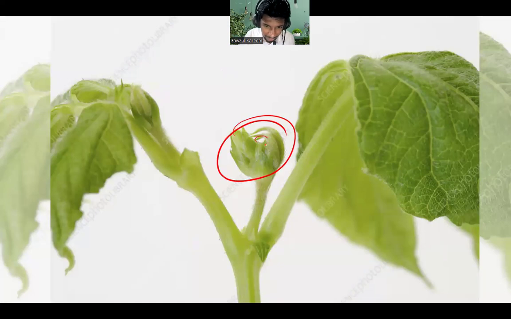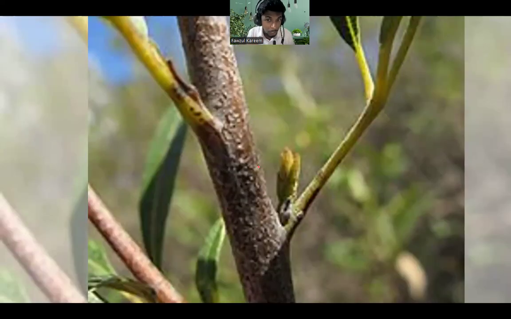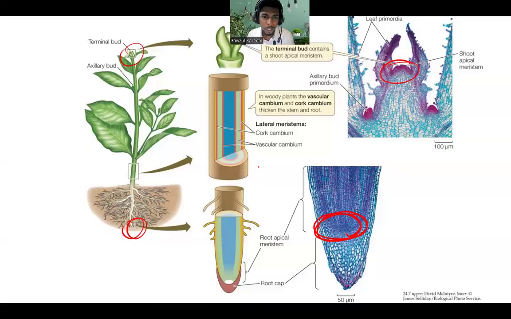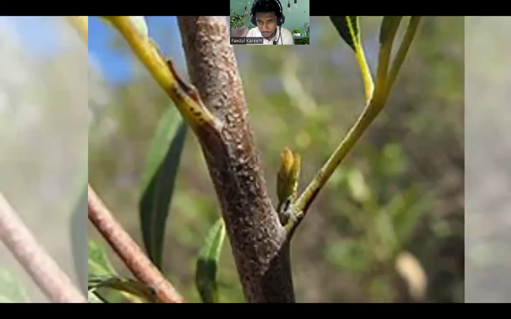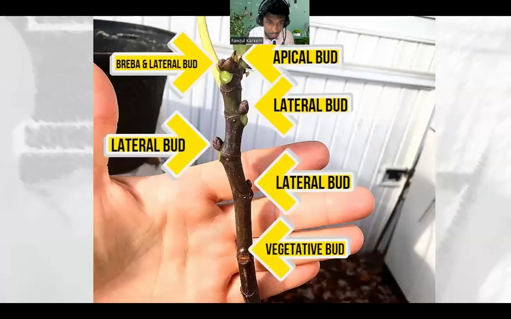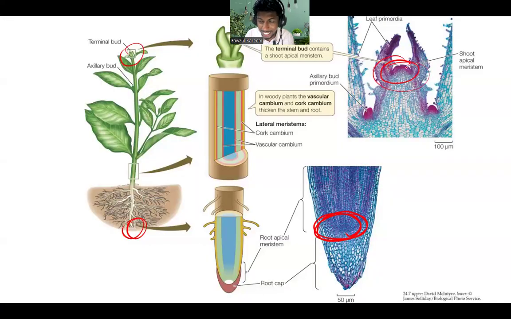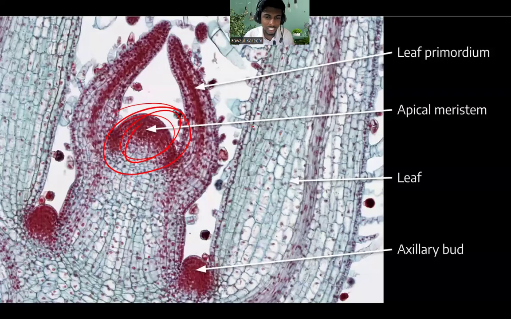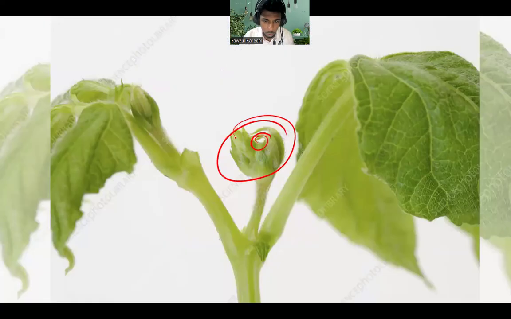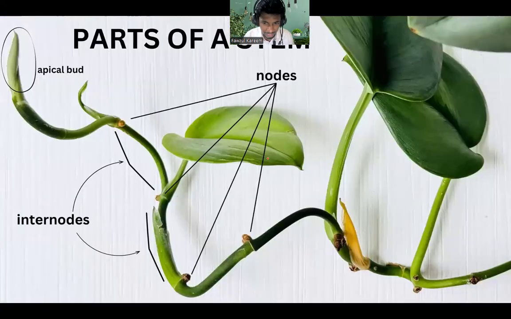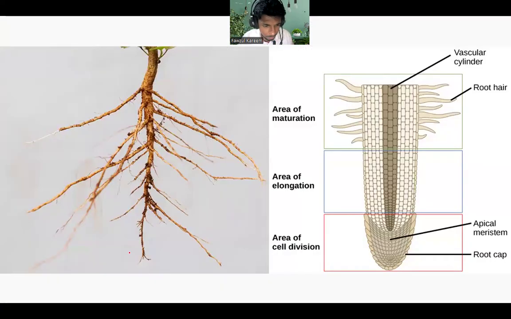At the tip of the apical bud, if you observe under the microscope, you will observe a structure like this. They have the ability to produce new cells. If they produce new cells, what will happen to the height? It will increase. These meristematic tissues can be found in the apical bud. You know what is the apical bud, and you know what is the root tip.